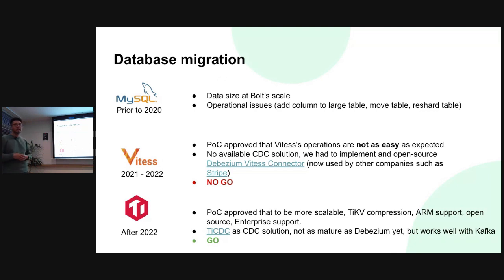An example is TiCDC. When we were doing the POC, TiCDC was not mature enough, and I'll give you some examples in the next slides. But we worked with PingCAP, and thanks to them, they helped develop a new Avro CDC protocol, which works much better to move data from TiDB to Kafka.